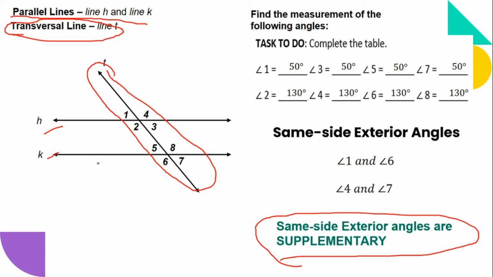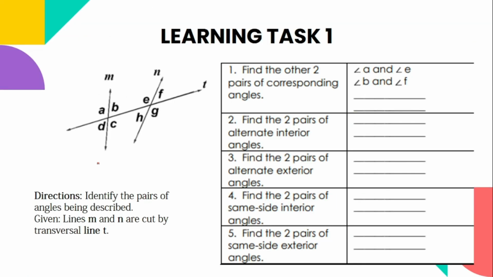Okay? So let's try this learning task number 1 kung talagang natuto tayo. So let's find the other two pairs of corresponding angles. So given na ni teacher yung angle A and angle E. So wag kayong malilito, tumabingi lang yung ating transversal. Okay. Tingnan natin ang ating corresponding angles. So I have A and E, B and F. Ano pa? We have D and H. The other one is C and G. Okay? Find two pairs of alternate interior angle. Interior angle naman.